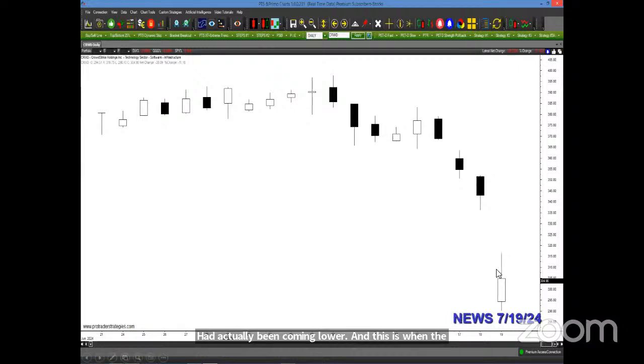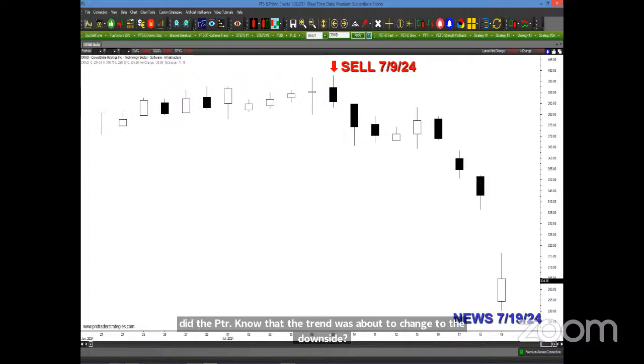So the stock gapped down about 30 or so points. Well, guess what? Using the PTR, a full nearly 2 weeks in advance, it already determined that a trend change was about to take place. Now, isn't that funny? Because the news didn't come out till nearly 2 weeks later. How did the PTR know that the trend was about to change to the downside? That's how sensitive this tool is.